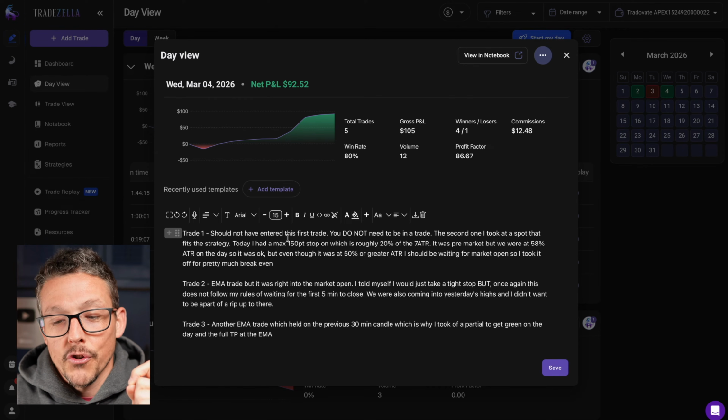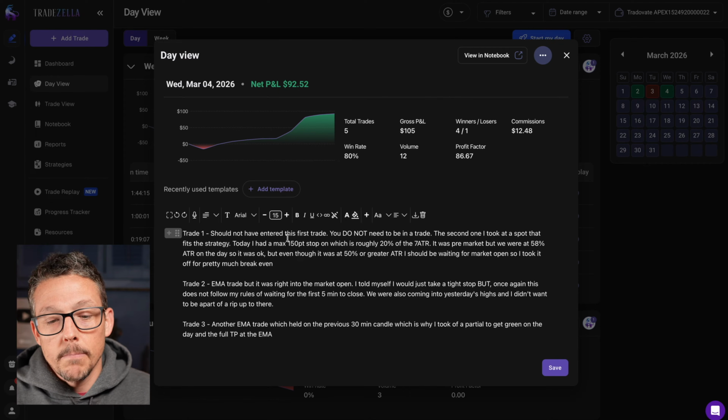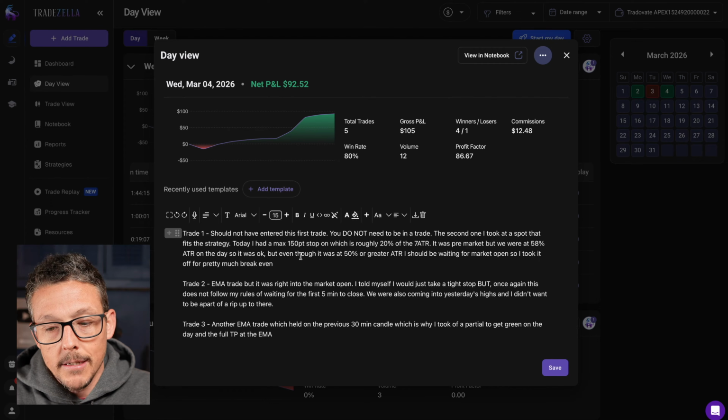Should not have entered the first trade. You do not need to be in a trade, Brad. The second one I took spot on that fits the strategy. Today I had a max stop of 150 points, which is roughly 20% of the ATR. That's what I use for my max stop.